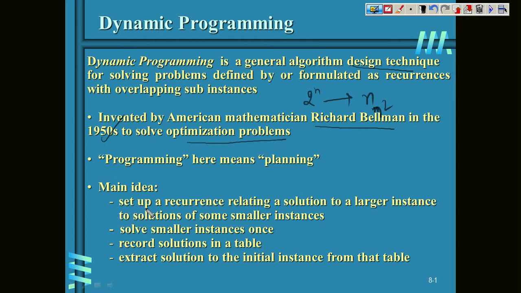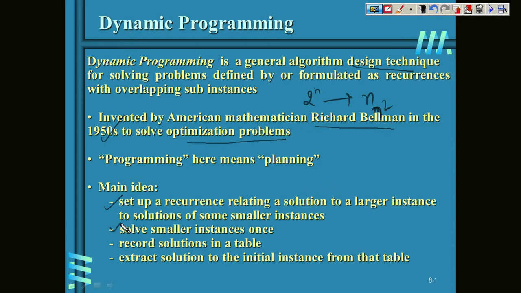So the main idea of this approach is to set up a recurrence relating a solution to a larger instance to a solution of some smaller instance. That means here we are focusing on defining our problem into sub problems, and then we will be trying to solve each of these sub problems optimally, and assuming that these optimal solutions at the end will give us a final optimal solution of the given problem.